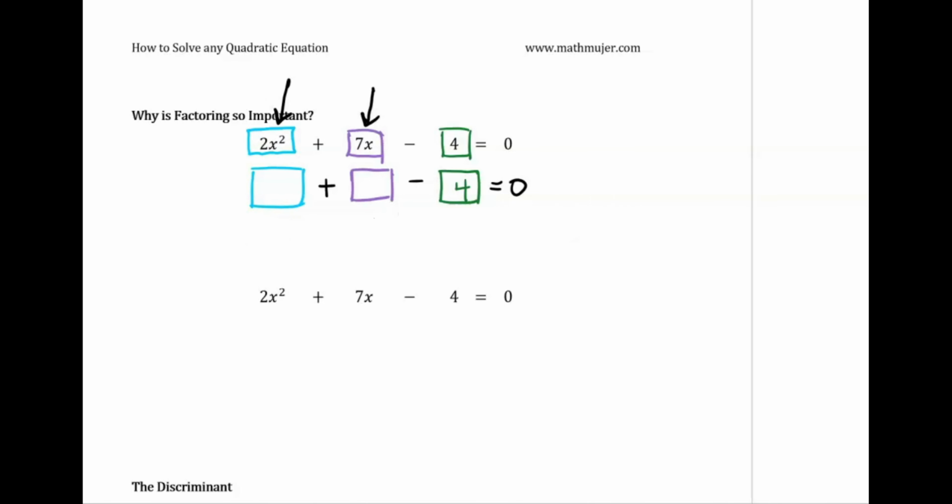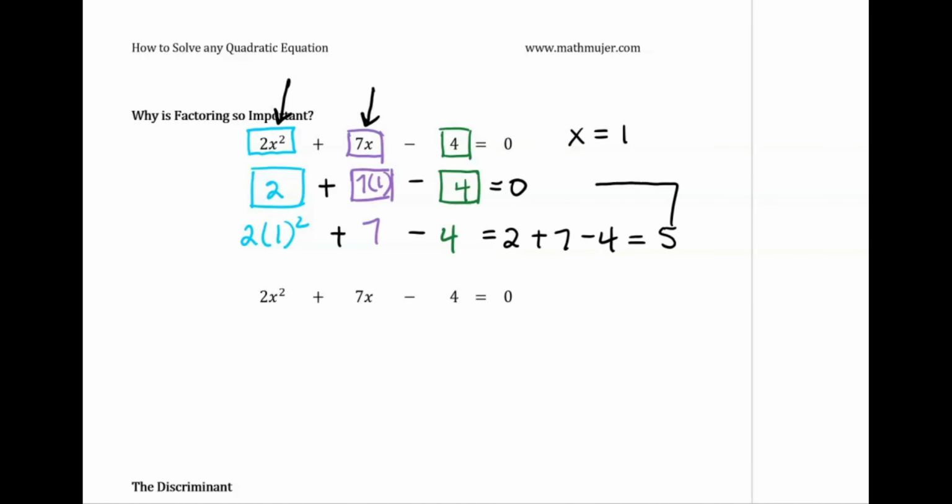So for example, if I just randomly start guessing and I start off with picking x is 1, when x is 1 and I plug it into the blue box, I have 2 times 1 squared, which is 2. When x is 1 and I plug it into the purple box, I have 7 times 1, which is 7. And I would add those together and then I would subtract the green 4. All of this would give me 2 plus 7 minus 4, which is 9 minus 4, which is 5. But I want it to be 0. So 1 does not work.